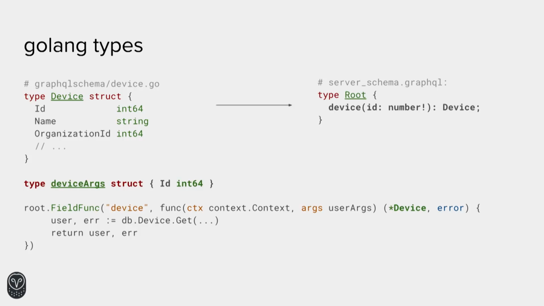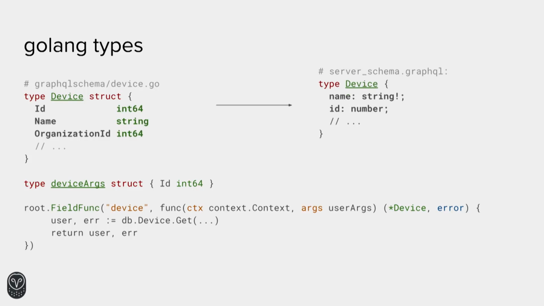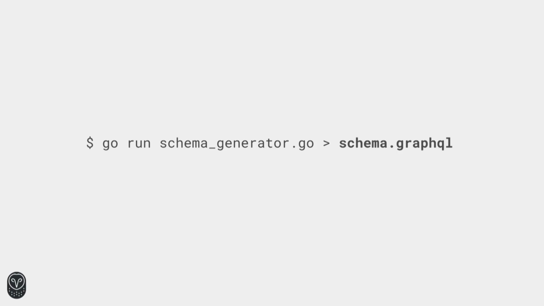And so here, we might look at the device arg struct and say, OK, great. The input argument is just an ID, and it's an int64. I can look at that and look at the output and say, OK, great. There's a resolver here, and it'll return you a device. And similarly, we can look at what's actually on the device type itself and generate a GraphQL schema for that as well. Great. So now we have another tool. We can take our Go types and generate the GraphQL schema out of that.